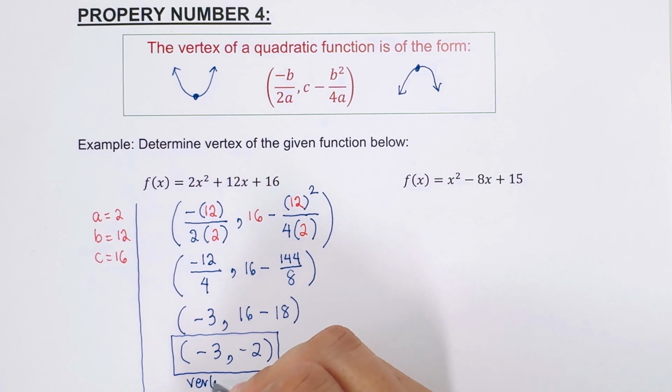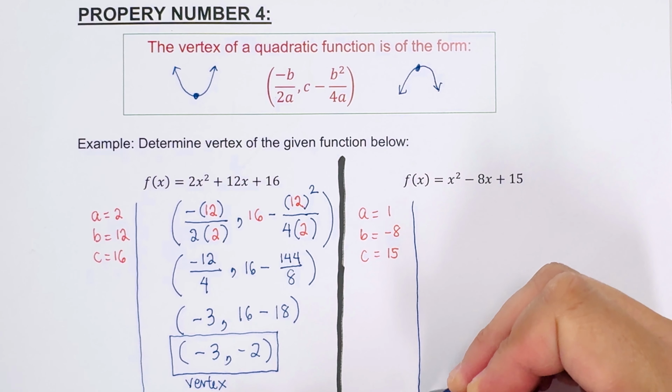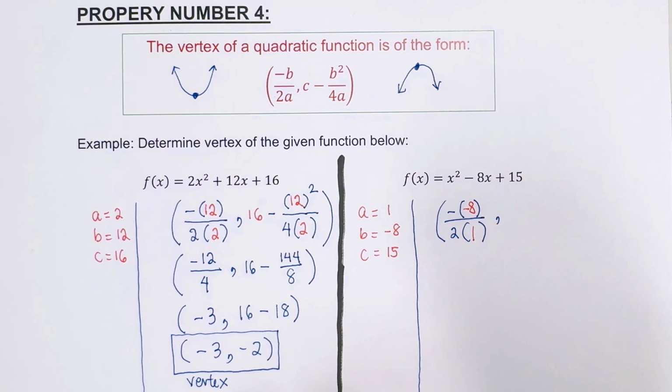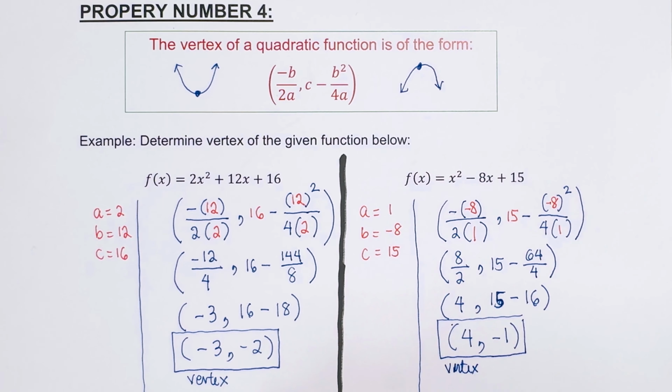I'd like you to try the second one here. We're going to go over this. Let's start with a, b, and c first. Then we go ahead and plug it into the equation. Make sure that you do the math right. Who got the same answer as this? Okay, good. It's pretty straightforward. Now let's have the fifth property.